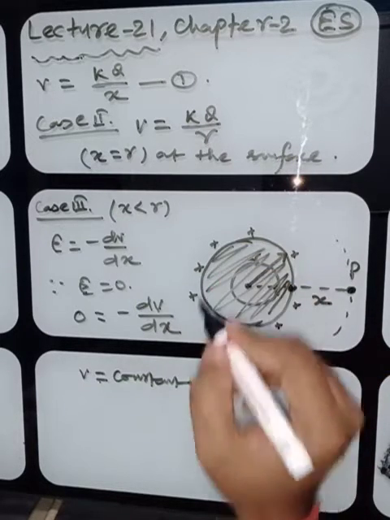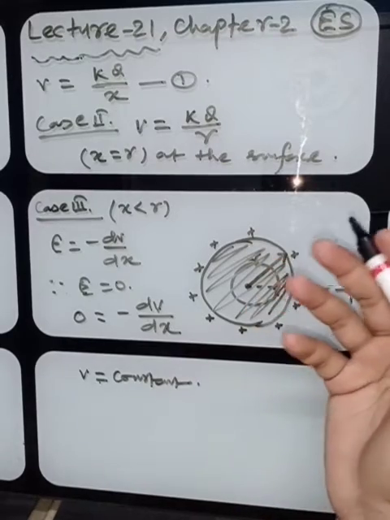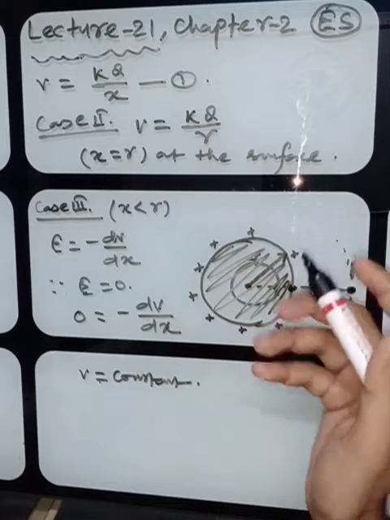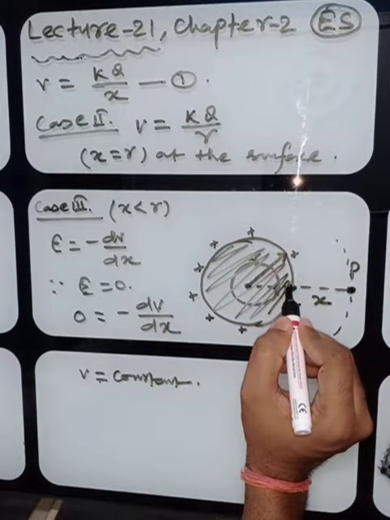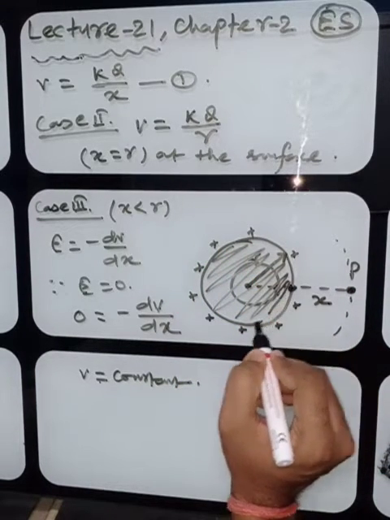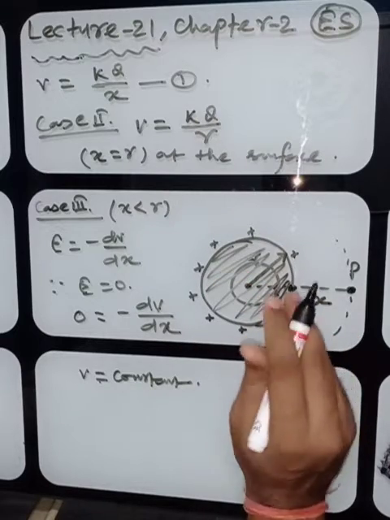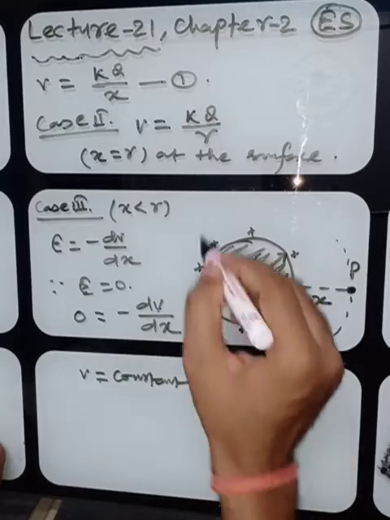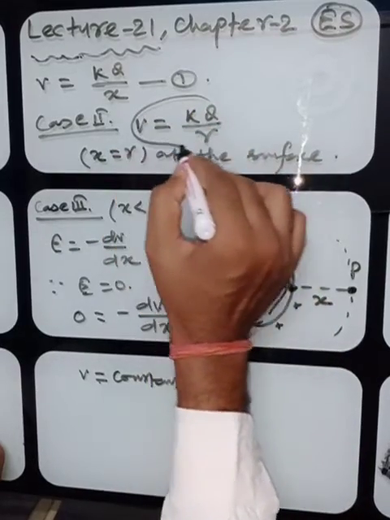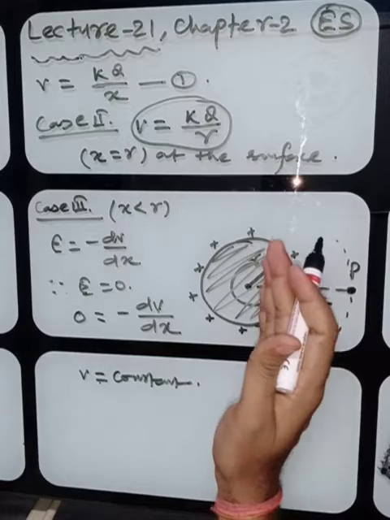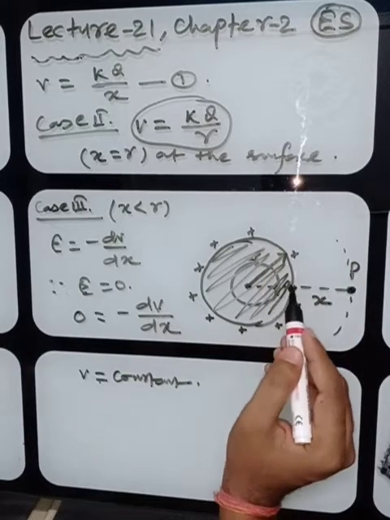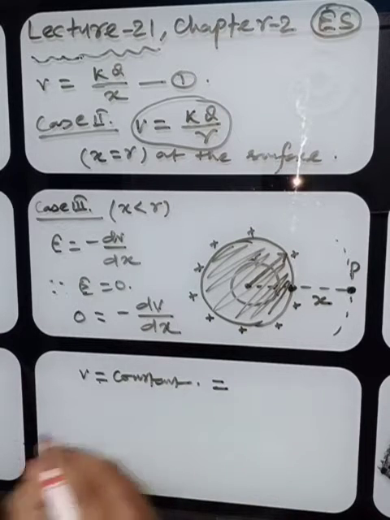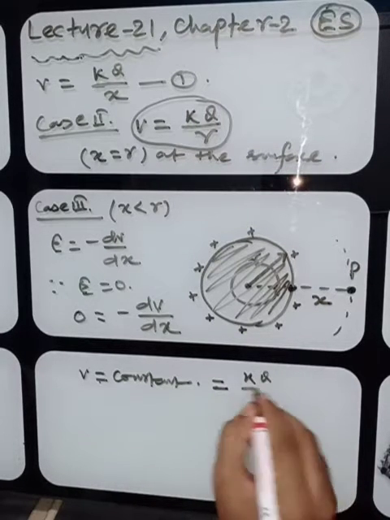So everywhere the potential will be the same. And how much would it be? Yes, the same. But how much? Just outside the Gaussian surface, or just at the surface of the conductor, you are getting the potential as KQ by R. So just inside it is constant and approximately equal to this one. It is constant, and it is equal to KQ by R.